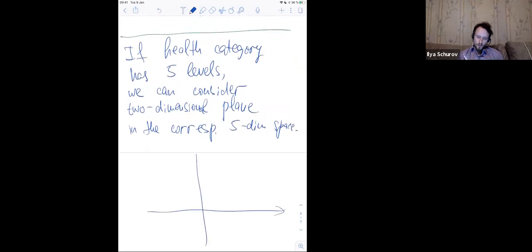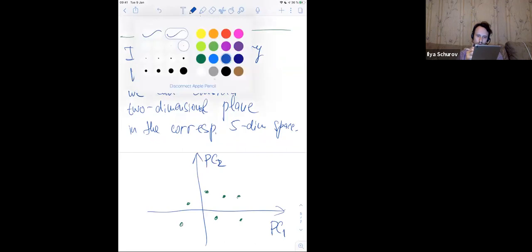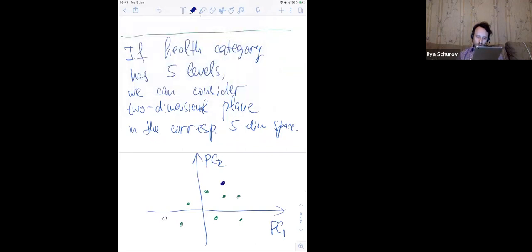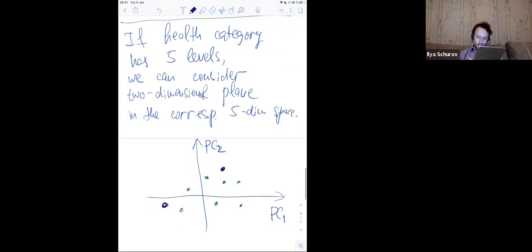And then it is possible to draw, again, a first principal component and second principal component. And it is possible to draw some points here. These points correspond to rows of our table. And it is also possible to place the corresponding columns. For example, there will be 5 points here. One, two, three, four, five.